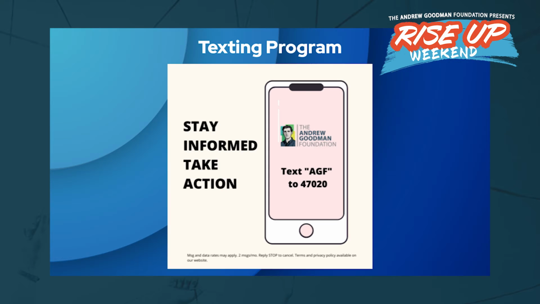It's important that we're able to pivot and do the things that reach our audience in the most effective way. Another way that you can do this and utilize your digital toolkit is through a texting program. The Andrew Goodman Foundation does have a texting program that you are welcome to sign up for. This is a really quick and easy way to get in touch with people.